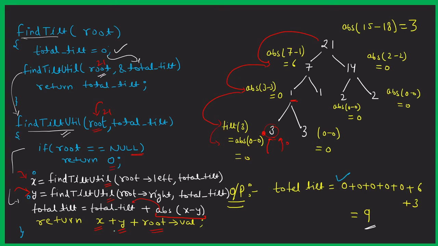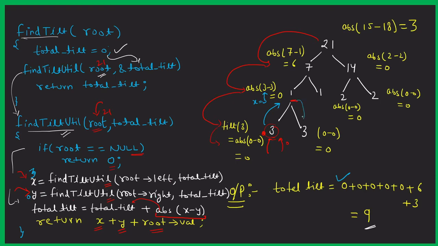And after that we have to do another thing, that we have to return x plus y plus root arrow value. So x is 0, y is 0, and root arrow value is 3. So total 3 will be returned. So 3 is returned to the previous node, or you can say the upper node. This 3 will be stored here, this is x here. X is 3. Now again we will be finding the right part.